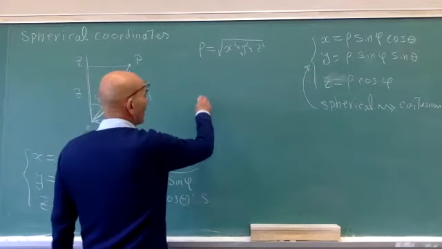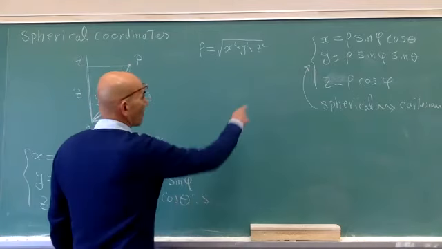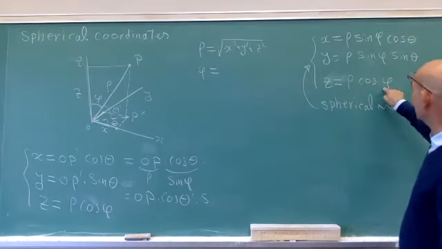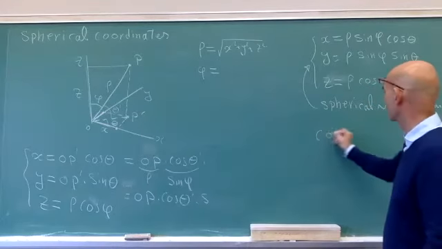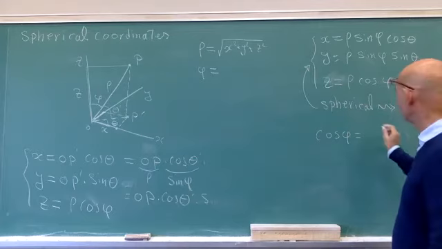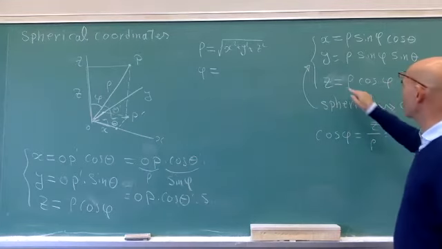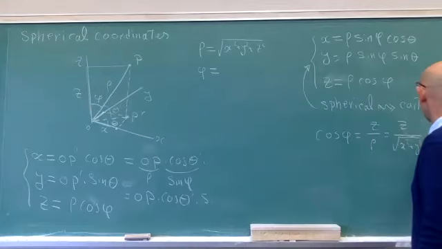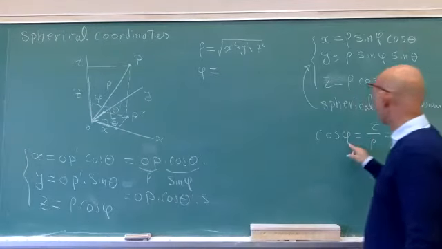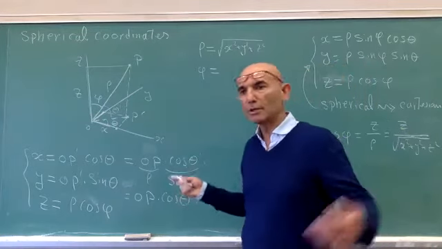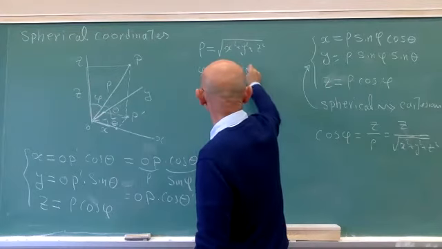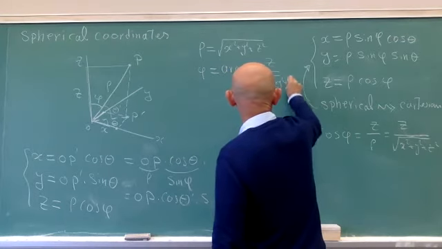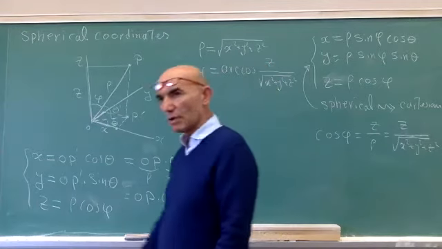Now, how can I find phi, for example? Well, phi is very nice, because here I can just solve for cosine of phi. It is z over rho, so that's equal to z over the square root of x^2 + y^2 + z^2. This is cosine of phi. If you want phi, you have to apply the arccosine function to that. So phi is equal to arccos of z over the square root of x^2 + y^2 + z^2. Right. Now what about theta?